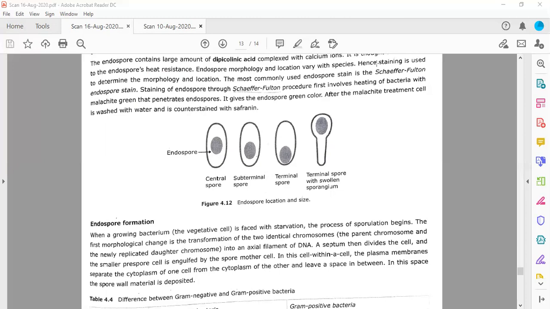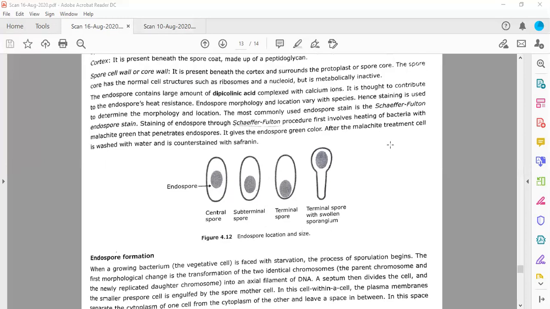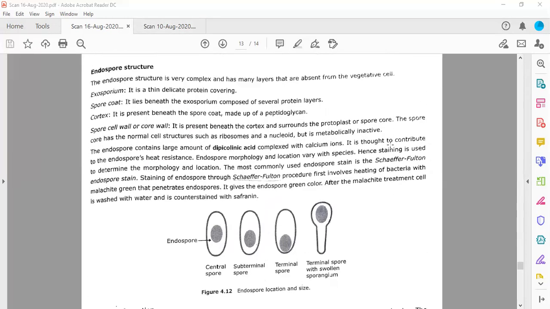After this, you need to remember. Okay, so all the structures are given. Exosporium is a thin, delicate protein covering over the endospore. Spore coat is made up of two layers. Actually, it is several layers, but there are two major layers: inner coat and outer coat. It lies beneath the exosporium, composed of several layers. Cortex region is present beneath the spore coat, and it is made up of peptidoglycan.